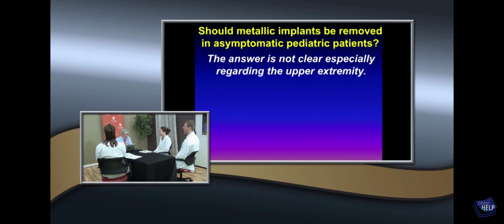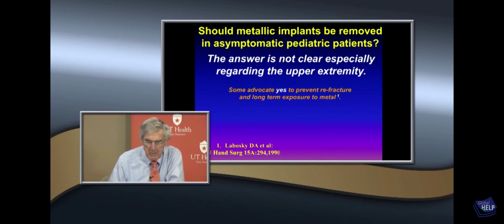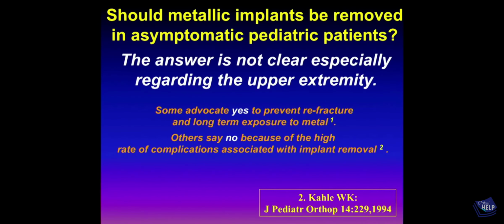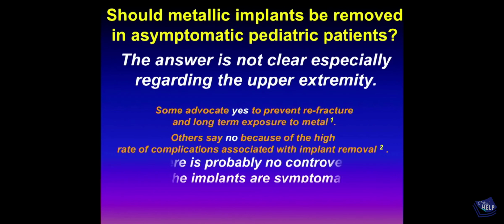Well, here again, the answer is not clear regarding the upper extremity. Some say yes to prevent refracture and long-term exposure. Certainly in the lower extremity, there is a high rate of refracture at the end of the plate because of the stress rising. But it doesn't seem to be as much trouble in the upper extremity. And others say no, because when you take the plate out, you've got a defect, and so there's a higher rate of complications associated with implant removal and refractures. So certainly there's no controversy if the implants are symptomatic.